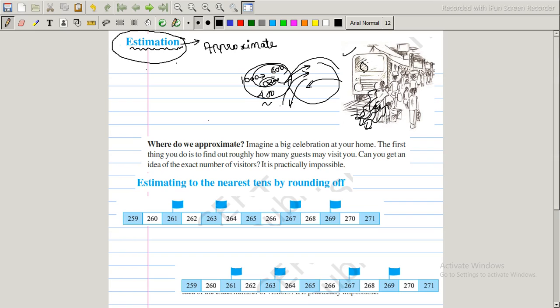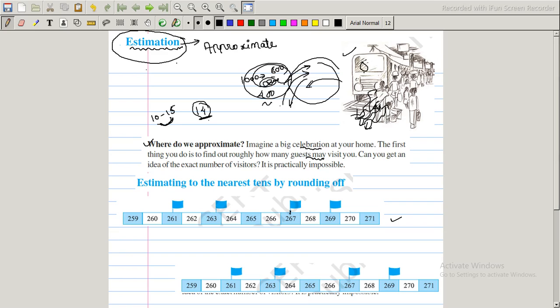Now in your home, suppose some guests are there, and there is a big celebration going on. The first thing, what will you do? You will roughly guess how many guests are there, or how many may come, or how many will visit. You just guess, mom, I think 10 to 12 people will be there, or 10 to 15 people will come. So your mom approximates as 14 and she makes the food or arranges the party. We do these kinds of approximation in our home.